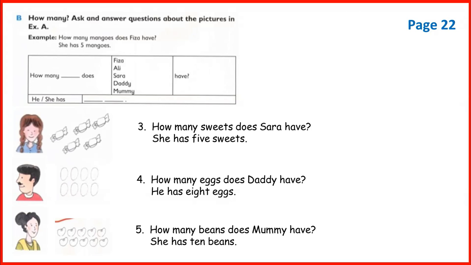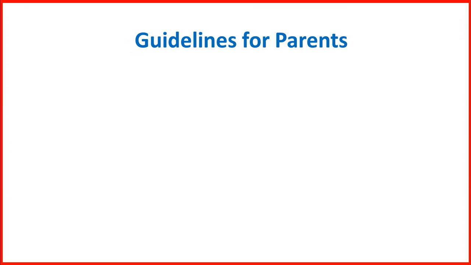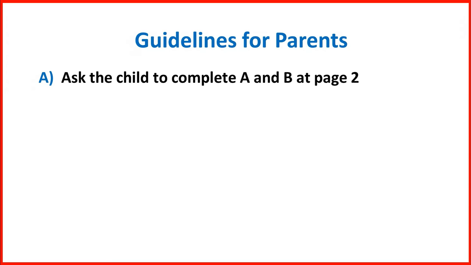Now your homework and guidelines for your parents. A. Ask the child to complete A and B at page 21 in his or her copybook.